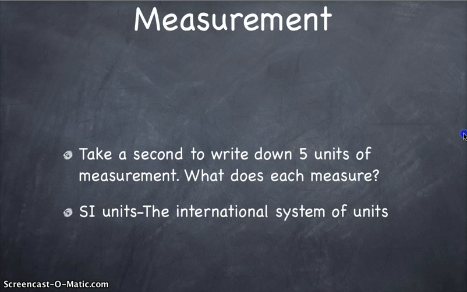One important thing that scientists use every day is measurement. Take a second in your journal or your notes to write down 5 units of measurement that we use every day. You may pause this video if you need to. In doing so, also tell what each unit measures. The most important type of measurement system, or the one we use in science, is called the SI system, also known as the International System of Units.